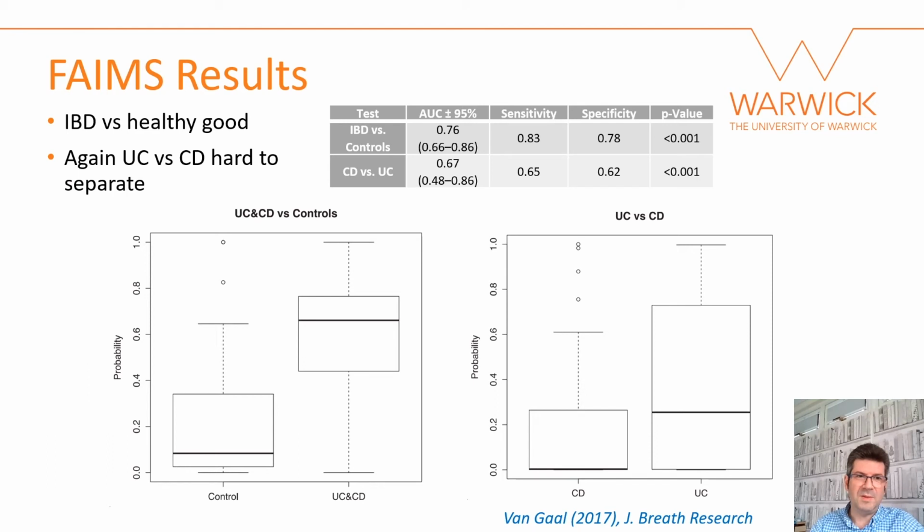These are some probability plots, the FAMES results. Again, the IBD versus controls is pretty good, and in fact it's pretty similar to what we had for breath at this rate. And once again, CD and UC is much harder to separate.